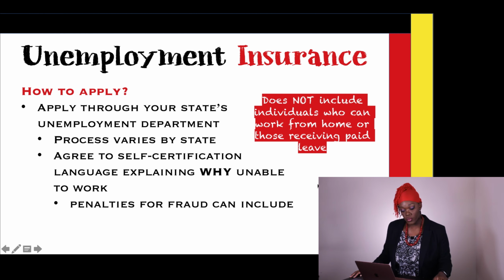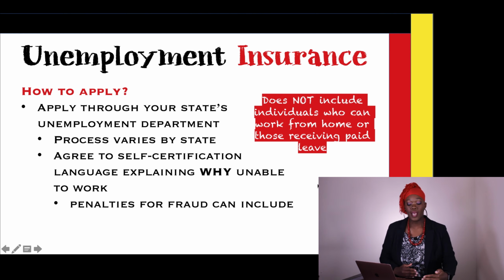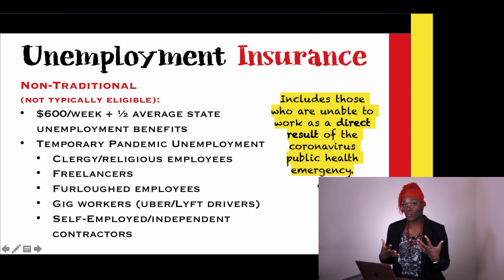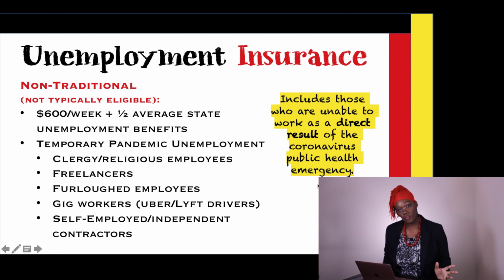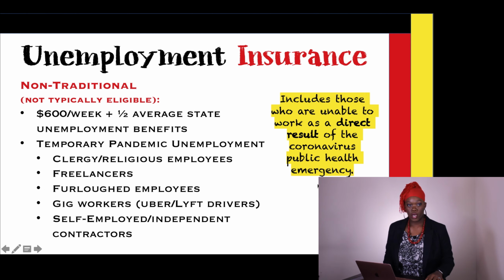You do have to agree to some type of self-certification language explaining why you're unable to work. And they're going to have some penalties for fraud for this. So I don't want to mention the penalties to scare you. I just want to put them out there because it is what it is. But at the same time, this is a really good opportunity for a lot of gig workers. I think about our barbers, our hairstylists, our photographers, our artists, all these different people who are not able to travel. A lot of people are still on the stay at home. And so this presents an opportunity for them to be able to make up for some of their income.